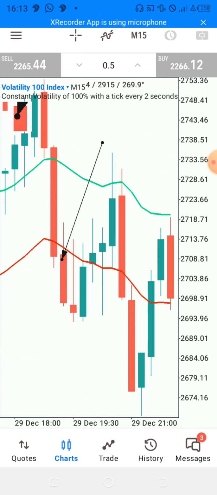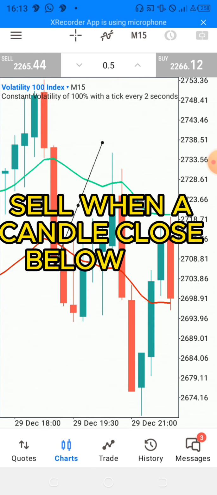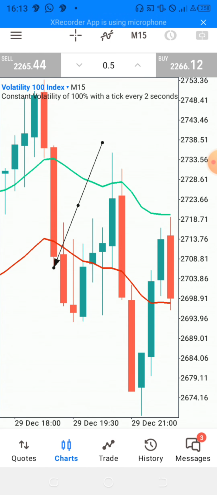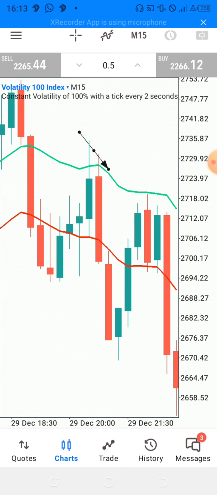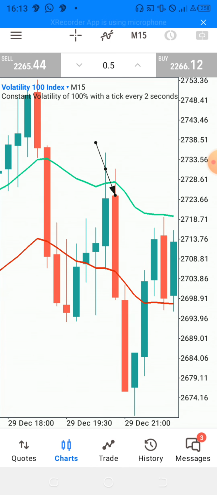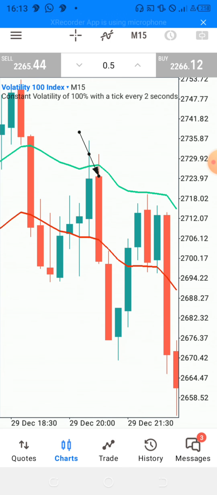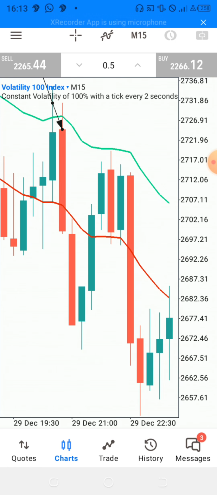So when a candle on the 15-minute time frame closes below the red line, you can now open your sell position, and your stop loss has to be above the green line, which is this line here. So if a candle closes above that line, you can then immediately exit. So this is how you place your stop loss, and then you're going to hold that trade as long as the price is below this green line. If price doesn't close above the green line, we hold that trade.